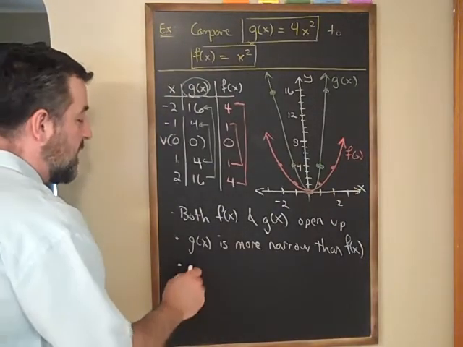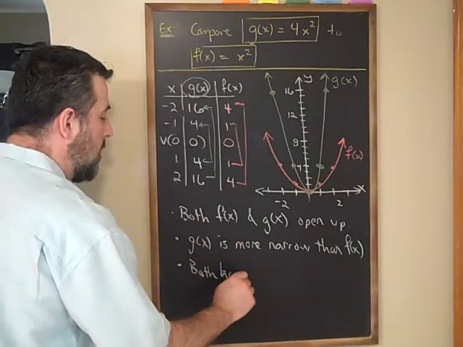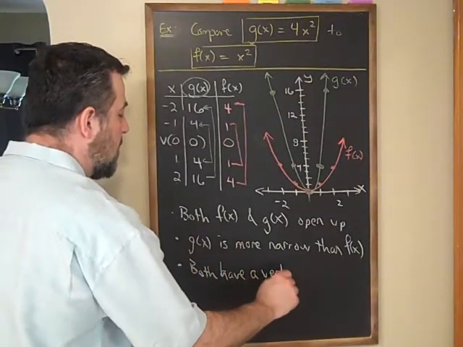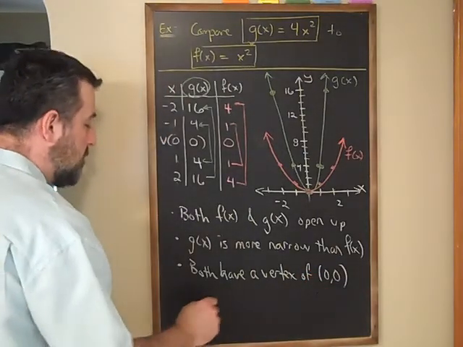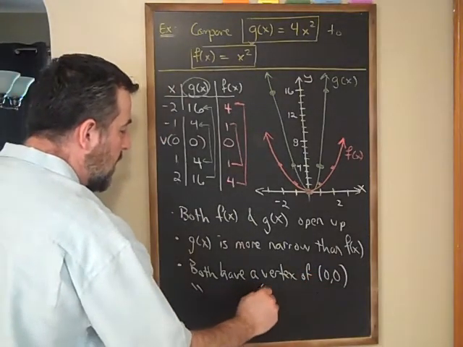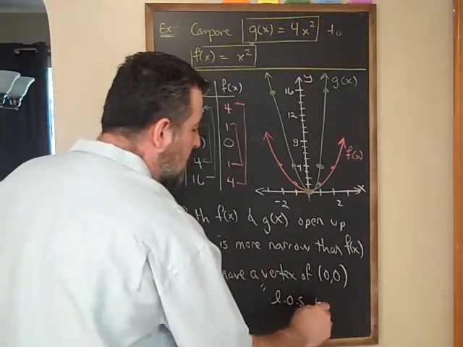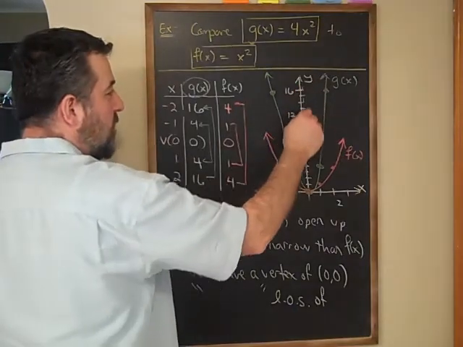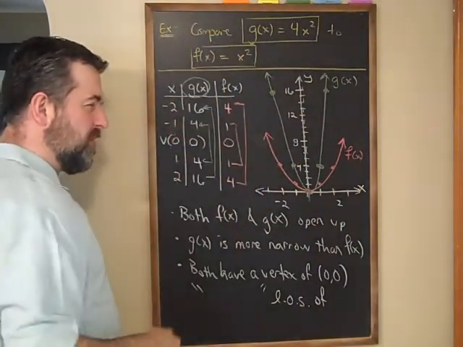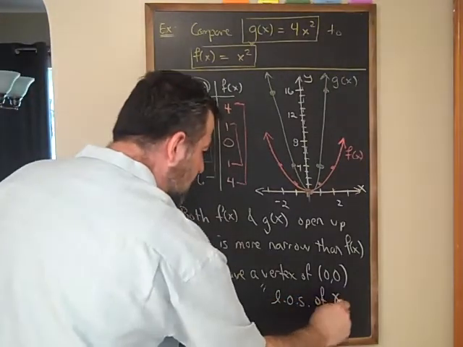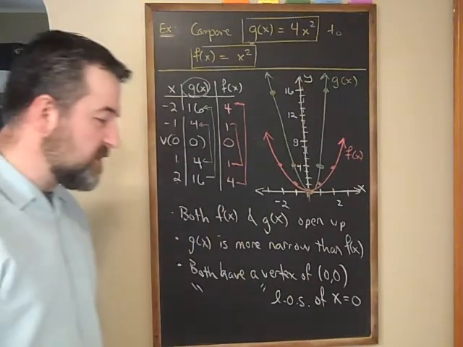The other thing we can say is both have a vertex of (0, 0), and both have a line of symmetry, an LOS, of, do you remember what the equation is for the y-axis? What's the same on every point on the y-axis? The x value is 0. They both have a line of symmetry of x equals 0.